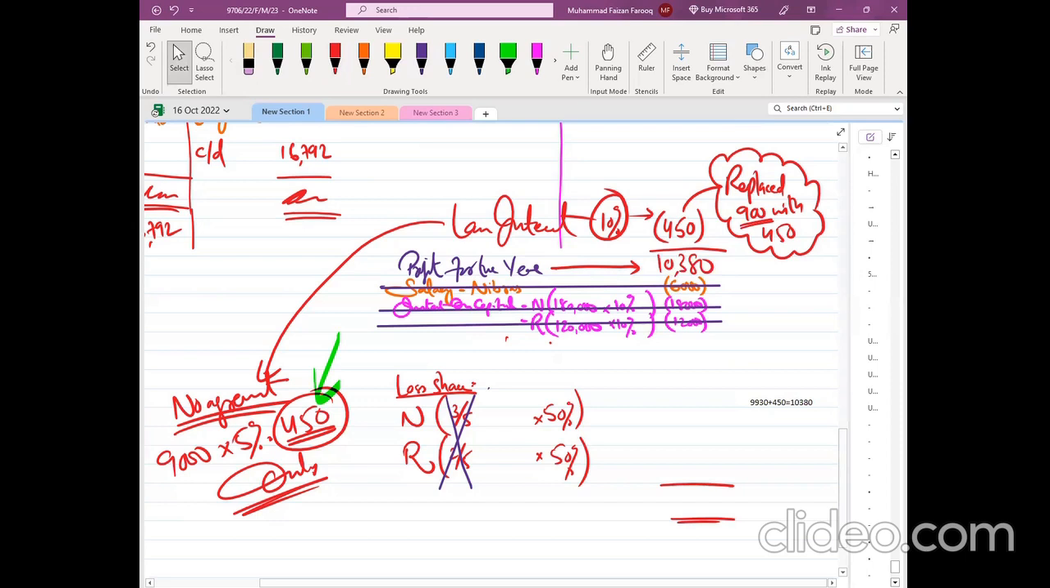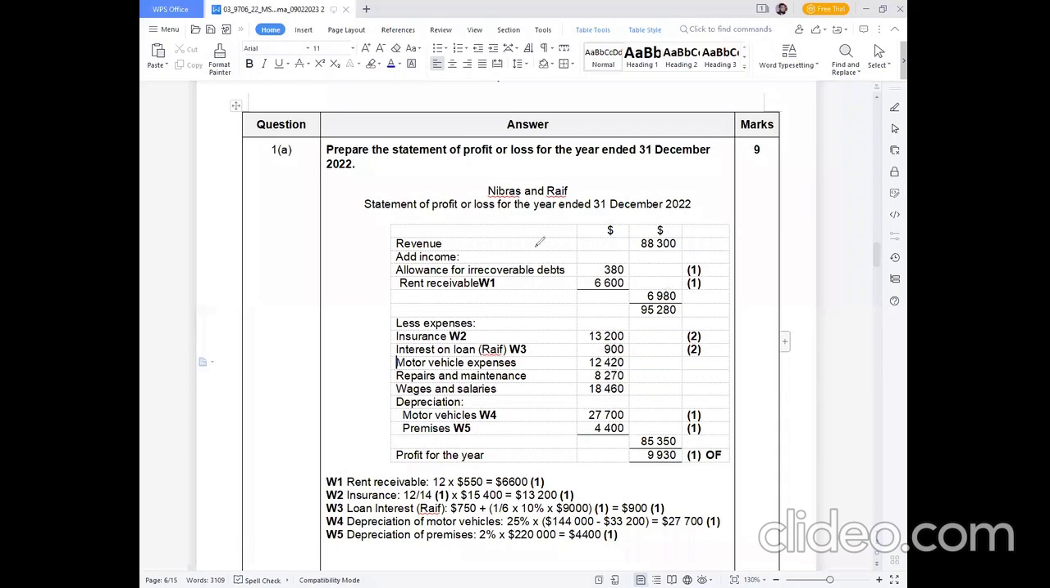The income statement here. Let me show it to you as well. Look. Here it is. Just look, because this is a very tricky thing. This is what? Interest on loan 900. But if no agreement, it's supposed to be 9,000 into 5%, right or wrong? It's supposed to be not 900, it's supposed to be only 450. So if I change 900 with 450, this answer will be how much? Just now you told me 10380. 10380.